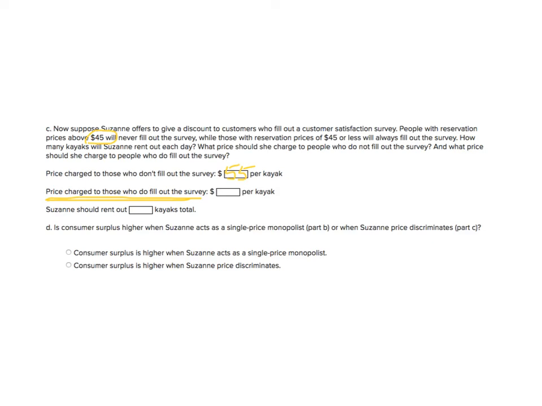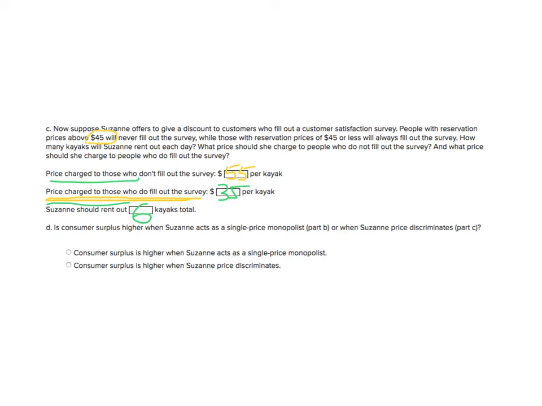For that, I'm going to need to go to the previous page, previous worksheet. And I had to scroll past those empty pages. Here we are. So the discount price is going to be now $35. And so she's going to rent 4 out at full price, 2 out at the discount price. So her total kayaks rented is 6.